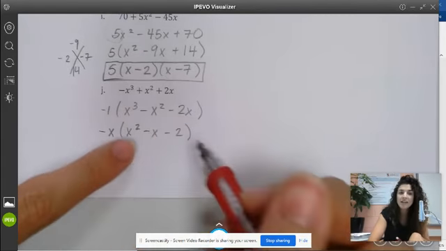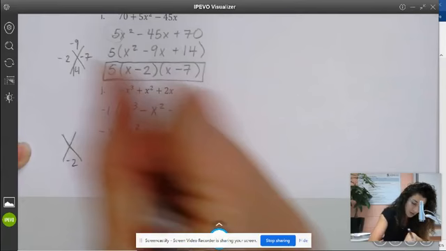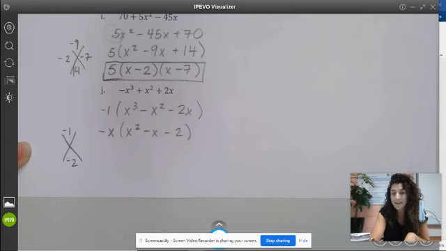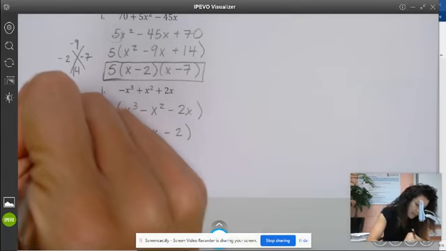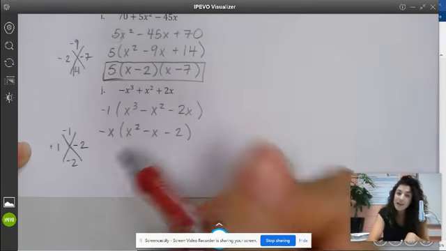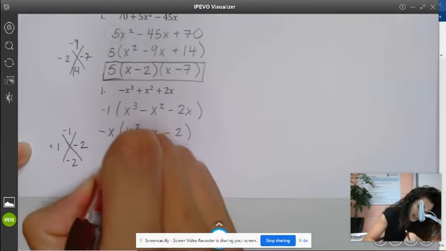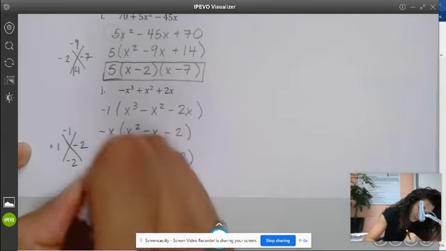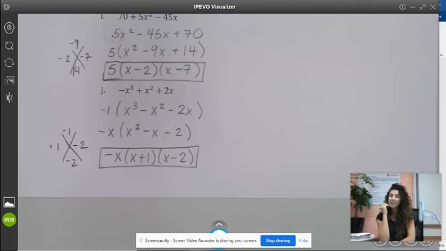Now we keep the negative x here. Now we think to ourselves, what are two numbers that multiply to negative 2 and their difference is negative 1? There are only two numbers that multiply to 2. It's 1 and 2. One of them has to be positive and one of them has to be negative. If you make this a positive 1 and a negative 2, they will subtract together to make negative 1. Negative x times x plus 1 times x minus 2. And there you go. That's the hardest problem of your notes today. I will see you in class.